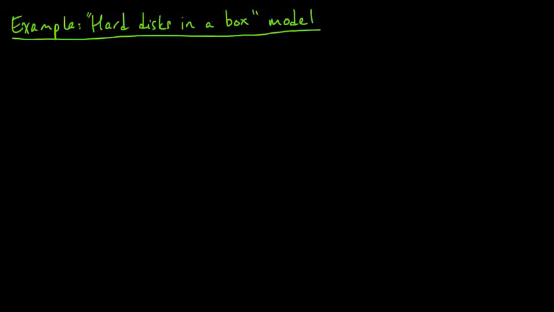Let's take a look at an example illustrating the Metropolis algorithm. We're actually going to look at the very first problem that the Metropolis algorithm was demonstrated on. In the original paper in 1953 by Metropolis, Rosenbluth, Teller, and Teller, this hard disks in a box model was what they demonstrated it on.